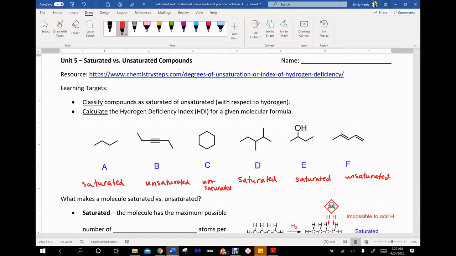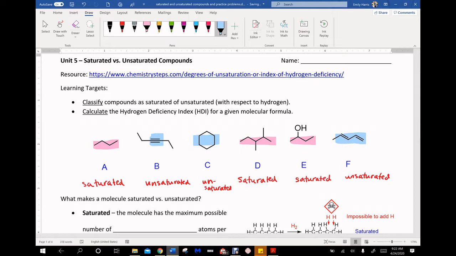Okay, so maybe one thing that you came up with is that the saturated compounds tend to only have single bonds. And that is the case for A, D, and also E. Those compounds just have single bonds. However, what we see in compound C is it looks like we just have single bonds, but those single bonds are arranged in a ring. And so what we're going to see is that things with multiple bonds, either double or triple bonds, and compounds that have a ring or a cyclical structure are going to be unsaturated.